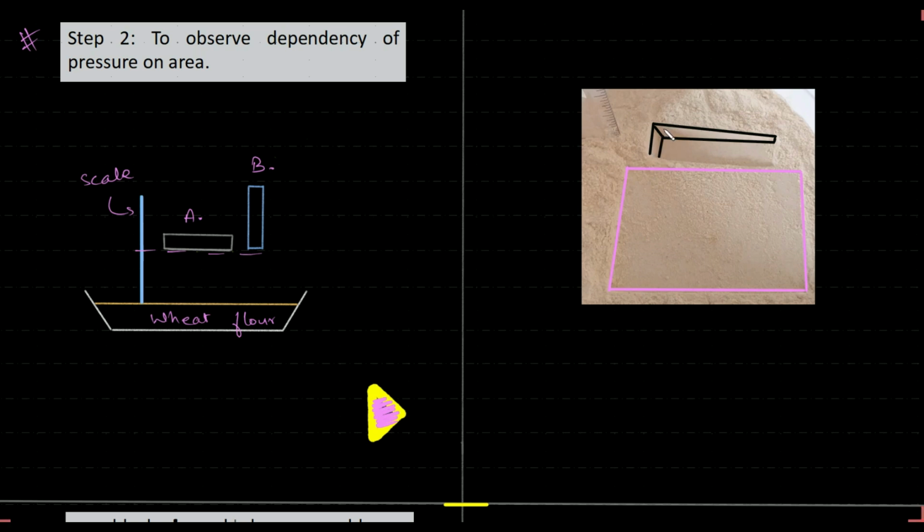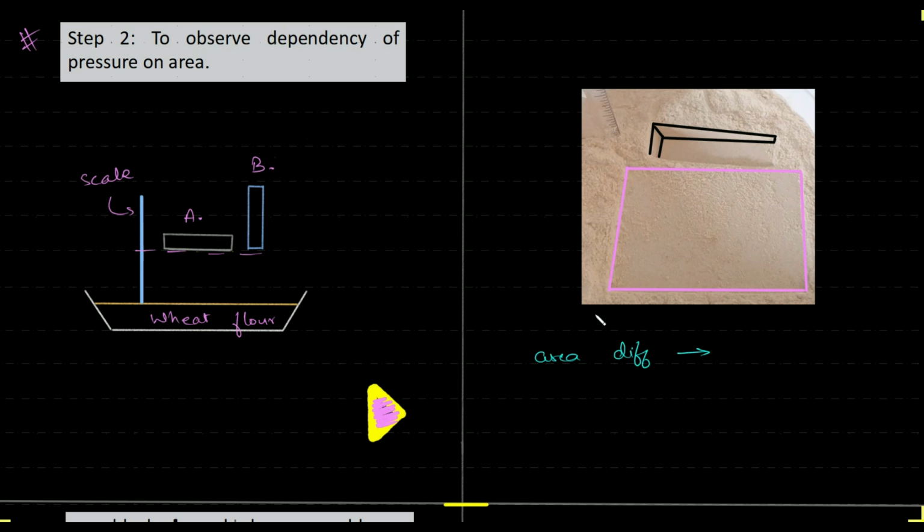Agree? Is it not? Why is that? It's the same object dropped from the same height. The energy it carries should be same. It will be same. But why is the depth different? Because the pressure was different. Because the areas were different and so the pressure was different. So force per unit area differed. Is it not? Area was different.